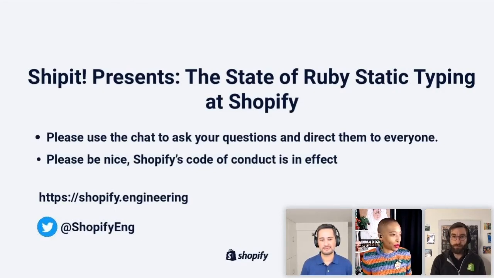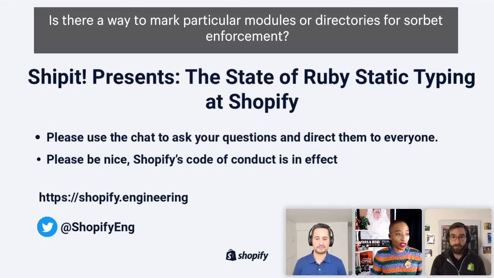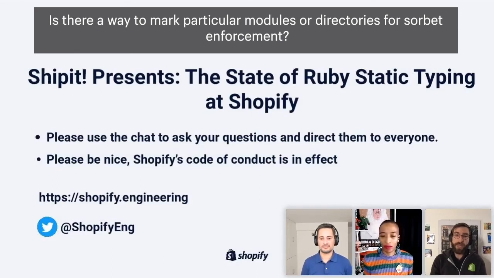Okay, next question. Is there a way to mark particular modules or directories for Sorbet enforcement? Yes, you can go on a per file basis by adding a magic comment at the top of the file and stating the strictness you want Sorbet to have. You can actually say, Sorbet, don't even read this file if you don't want it to type check it, or you can go to false to just check some classes of errors. True after that, then strict and strong. My advice would be to avoid ignoring too many files, because after that you will have a hard time typing the remaining files because of the constant resolution problem.